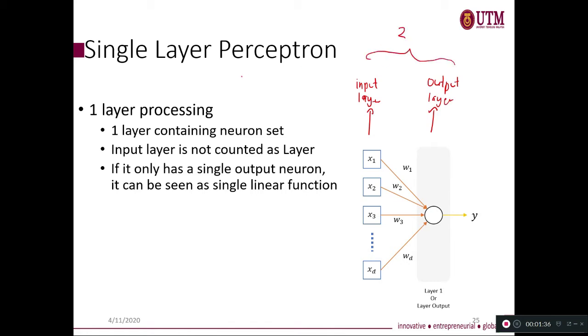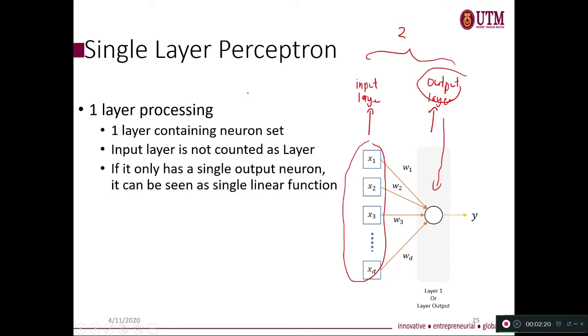But why do they still call it a single layer perceptron? Because the one that is meaningful and that consists of neurons is this layer. This one you don't have any neuron. It's actually just a direct input x1, x2 going towards the next layer. That's why they call it a single layer perceptron, because the layer which consists of a neuron is only this one, the output layer, which is one layer only, even though there are two layers here.